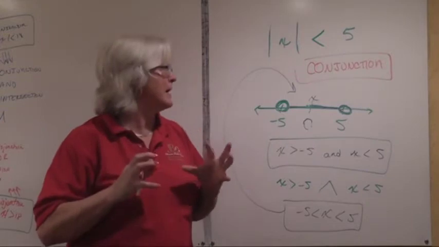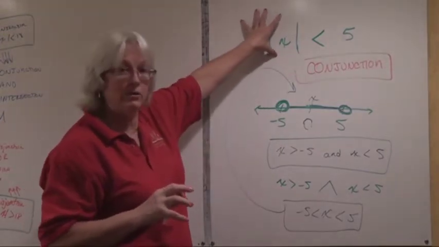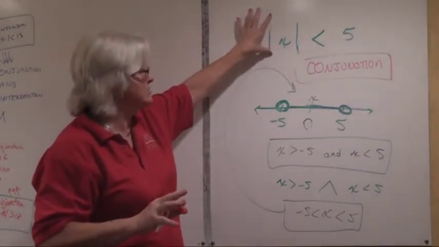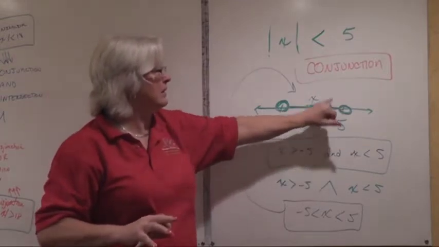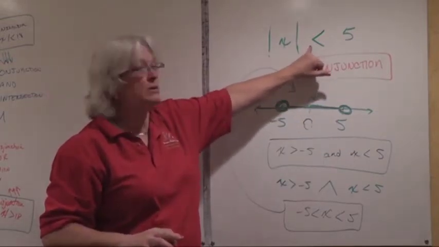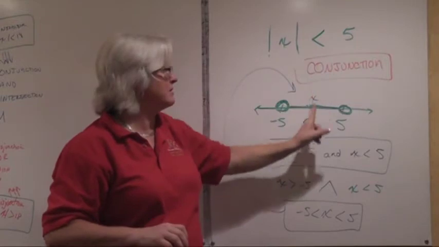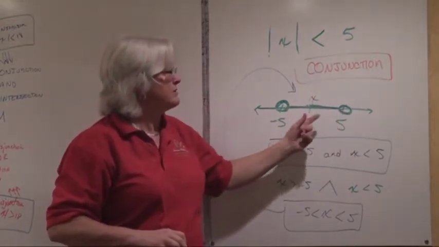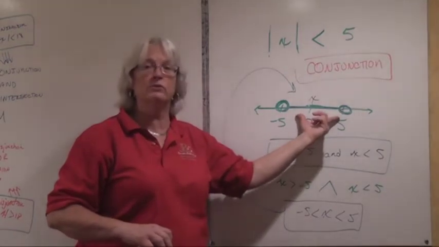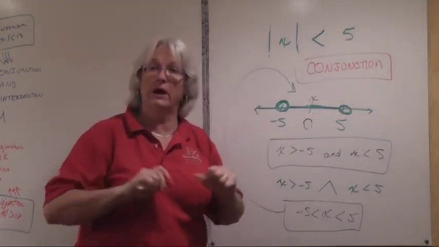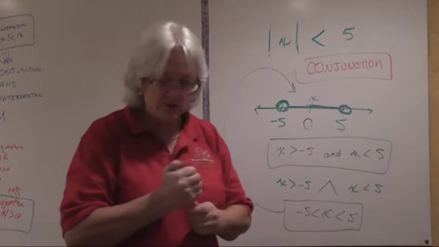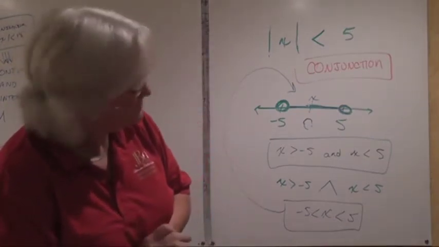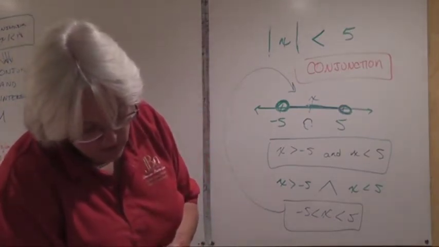So think about what absolute value is actually talking about. It's talking about the distance from 0. So here, this tells you the distance from 0 has to be less than 5. That helps you understand where you get this barbell-like picture. So let's look at another example, and that was actually example 2.